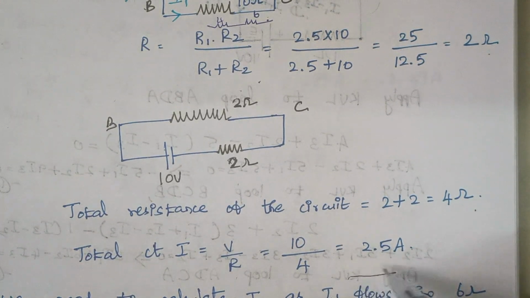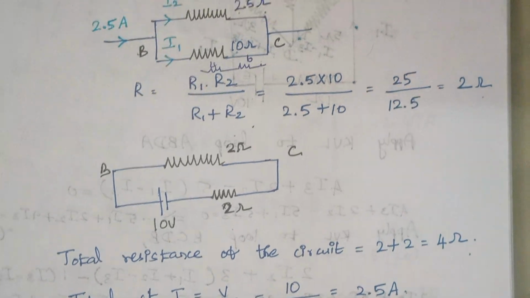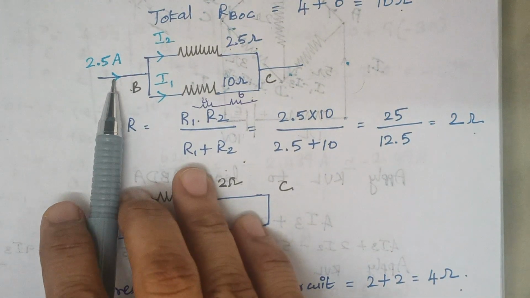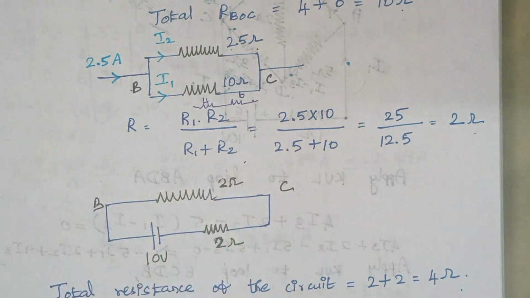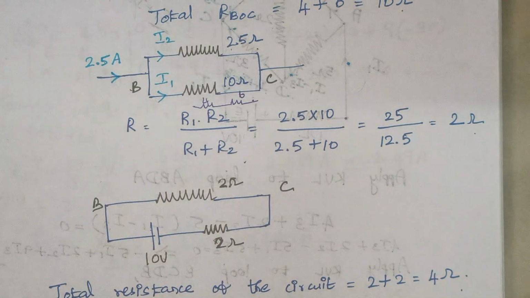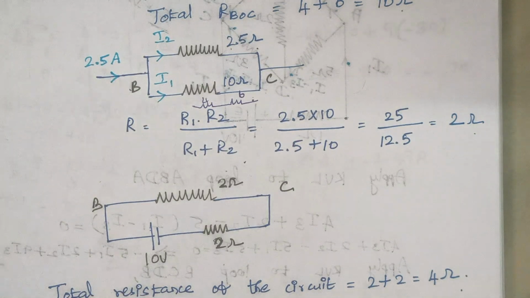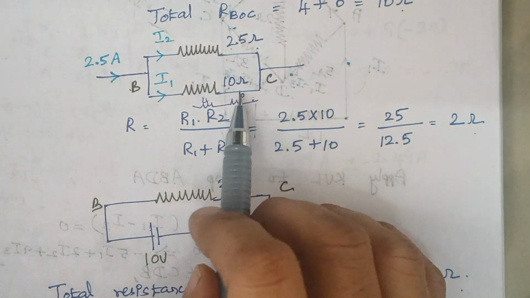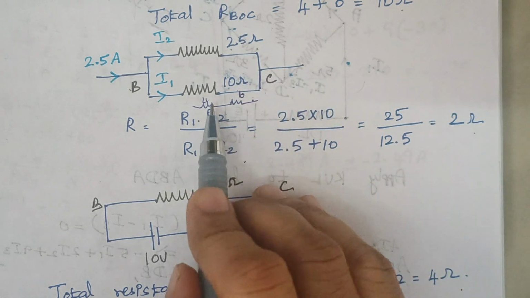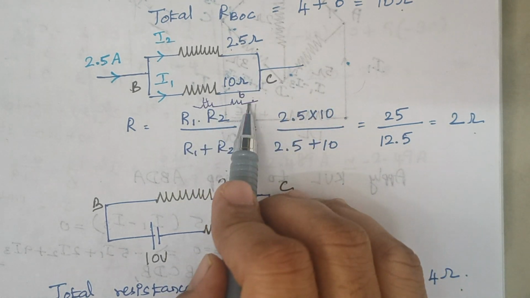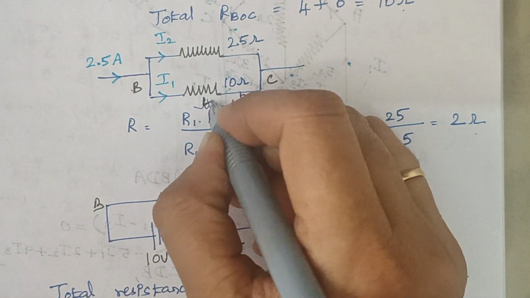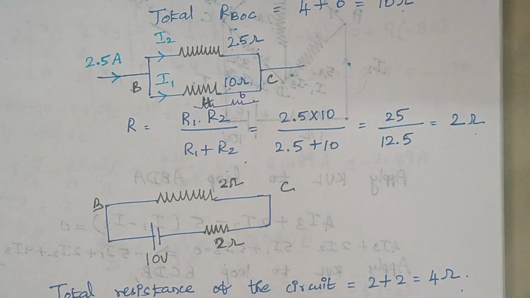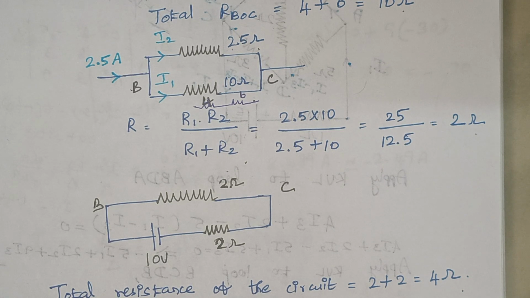This is the total value of current. So, that is why here I have mentioned it as 2.5 amps. And now we need to calculate I1, because I1 is the current that flows through 6 ohm resistor. Here this 10 ohm is nothing but a combination of 4 ohm and 6 ohm. So, I need to calculate I1. How to calculate I1? By using the current division formula.